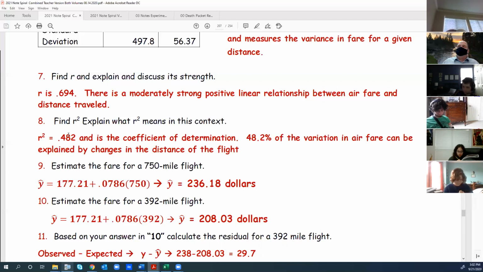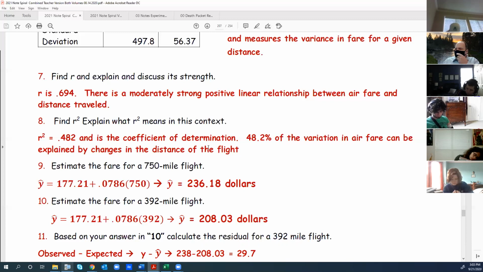But the reason it's important is because of what R squared tells me. It tells me 48.2% of the variation in Y, or in this case airfare, can be explained by changes in X, which is in this case the distance of the flight. So 48.2% of the variation in airfare can be explained by distance of the flight. That's pretty important. That tells me how useful my model is, how much of the variation is explained.